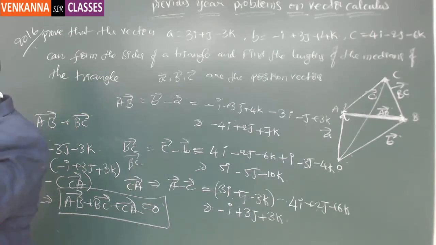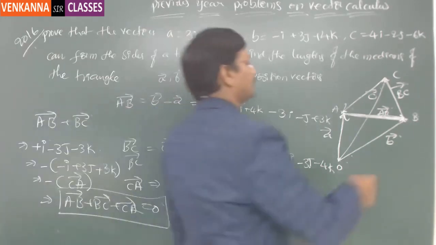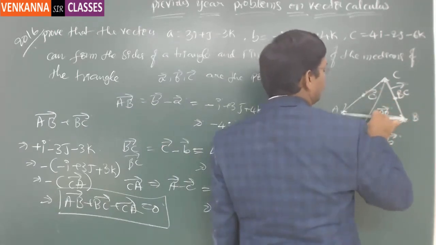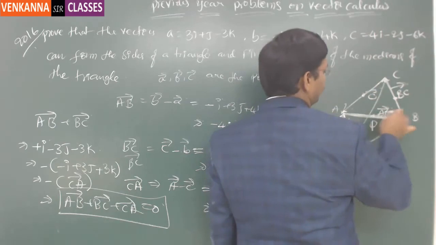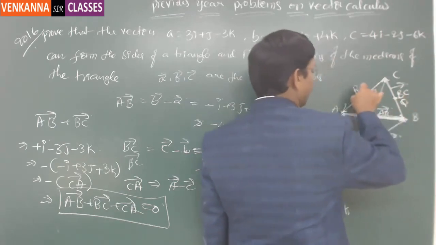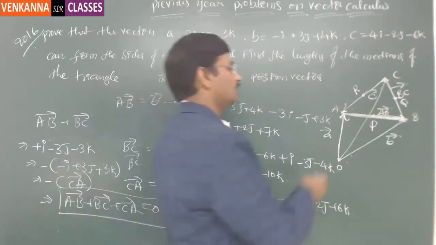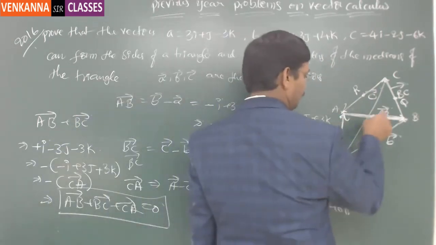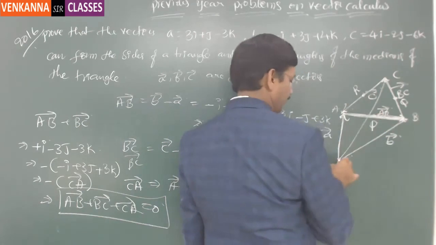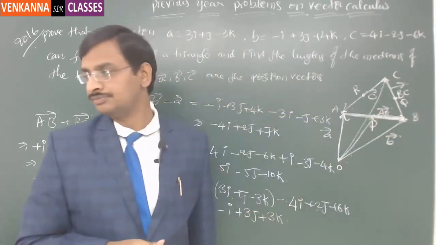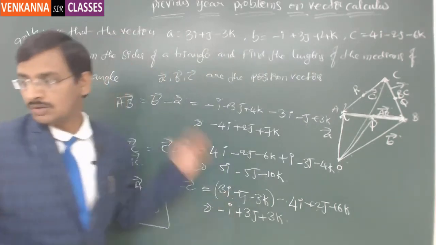Now how to find the medians? Medians are nothing but the lines to the midpoints of these sides. Let us say the midpoints are P, Q and R. If you want to find the midpoints, then A plus B by 2 is the P vector. So this is the midpoint vector. Got it? So note down till this point. I am going to erase it.